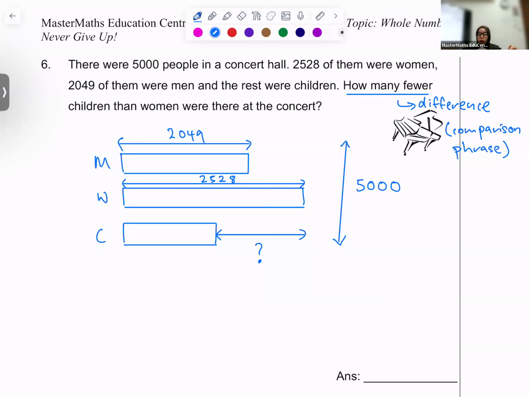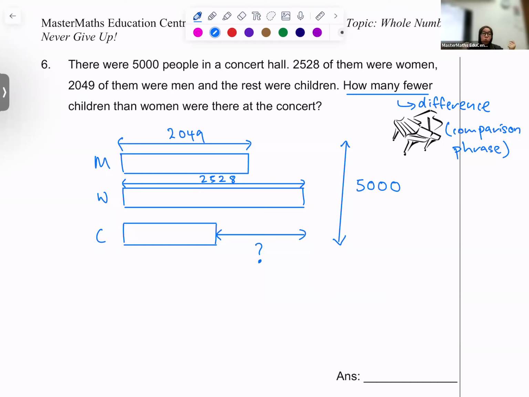Let's read the question carefully first. We want to find the difference between what and what. Look at the last sentence. Not numbers. Don't give me numbers. Look at the last sentence of the question. Children than women. So we're looking for the difference between the number of children and the number of women. So that means we need to find the number of women and the number of children. If not, can you find the difference? Cannot.